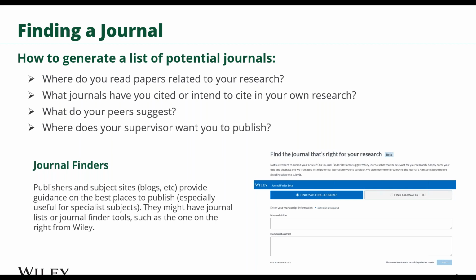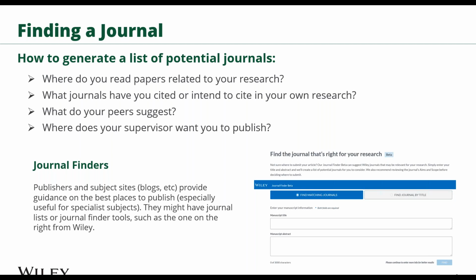Firstly, where do you read papers related to your research? Which papers have you cited in your own article? Have a look through your references and see which journals they're coming from. What do your peers suggest and where have they published before? And finally, where does your supervisor want you to publish? They might have a good idea of suitable journals for your work.